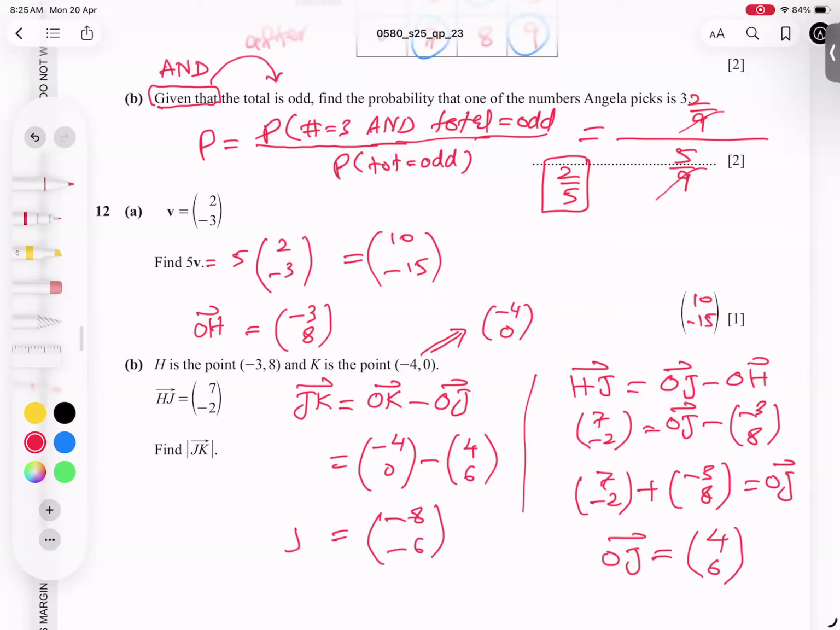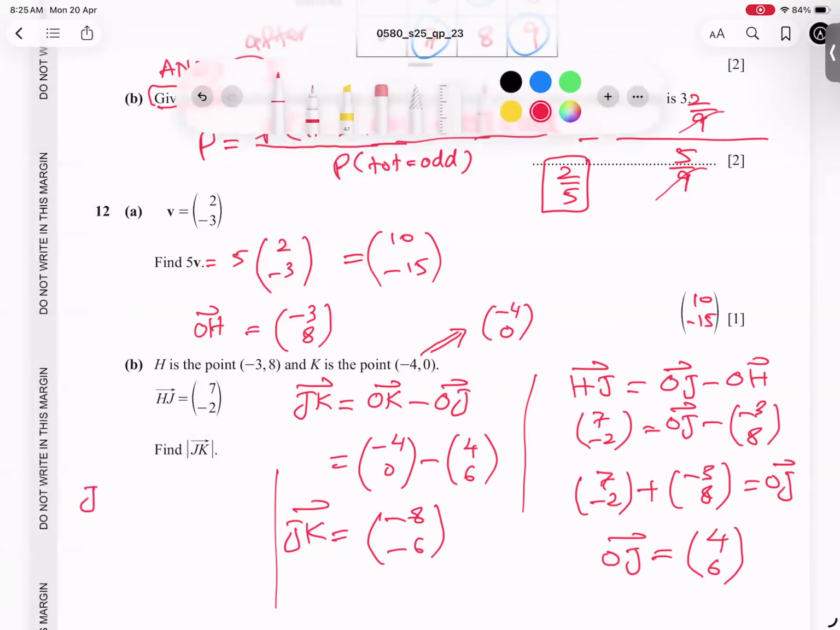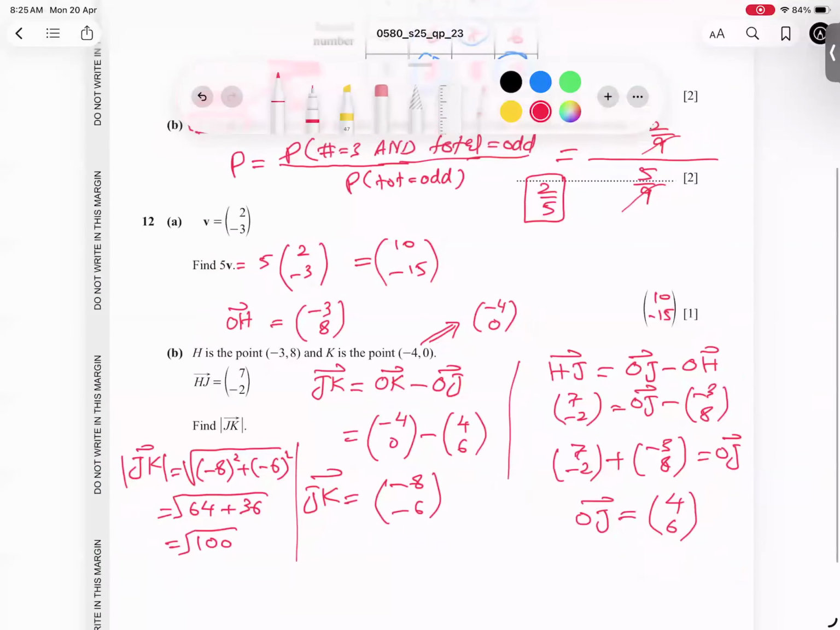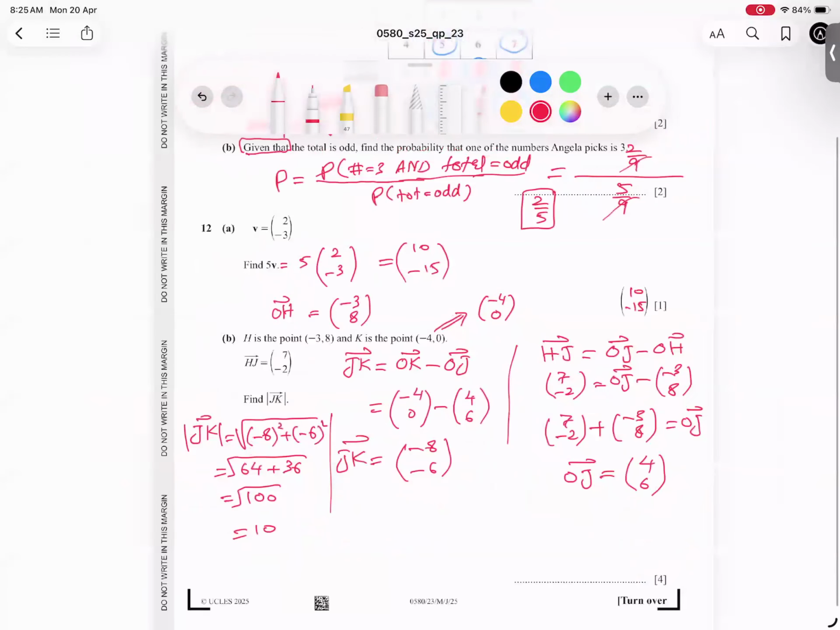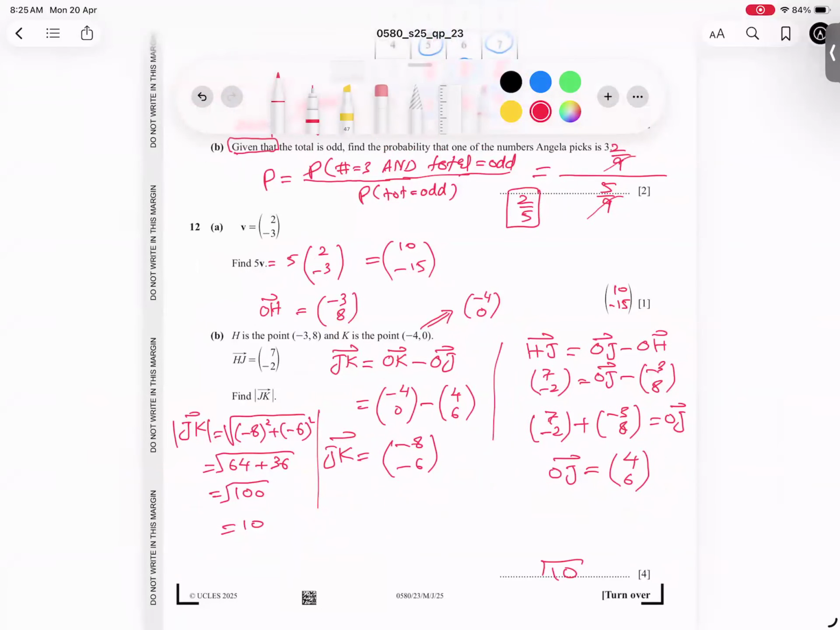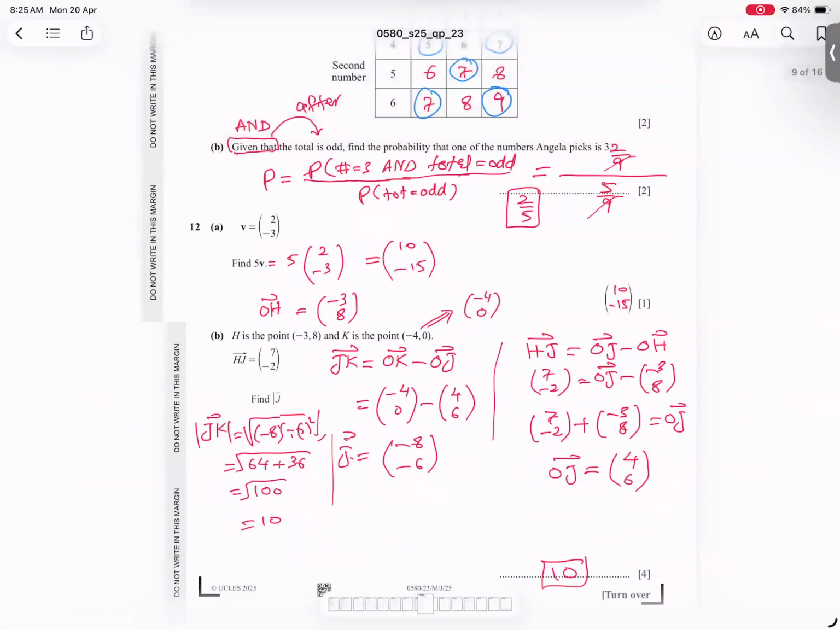I got JK, but he is asking not JK, he is asking for the JK magnitude. And how to find the JK magnitude, students? JK magnitude or modulus. So I'll put a square on both values. This negative sign you eliminate or put in brackets. This gives you plus 64, this gives you plus 36. It gives you root 100, and root 100 is naturally 10. And I must write 10 here. So this is my final answer. I believe you're understanding well.